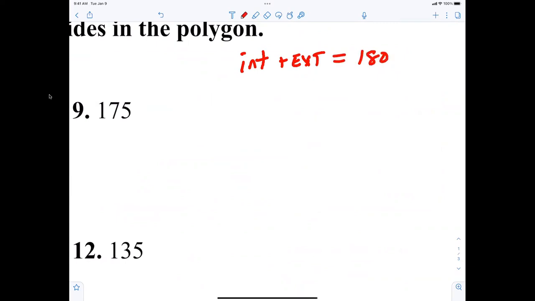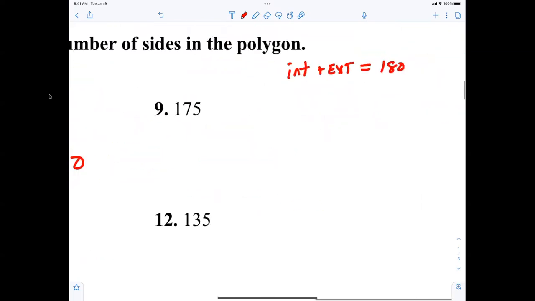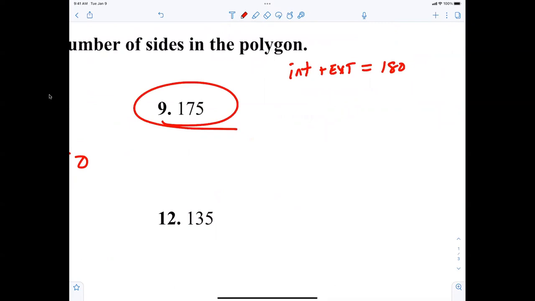Now you can raise your hand and say, man, I was daydreaming here for a minute and I don't even know what you mean, interior and exterior. You may have a problem with the interior and exterior angle equaling 180 degrees. So if I have the interior angle and it's 175, then what's the exterior angle? 5 degrees. So the exterior angle is equal to 5 degrees.